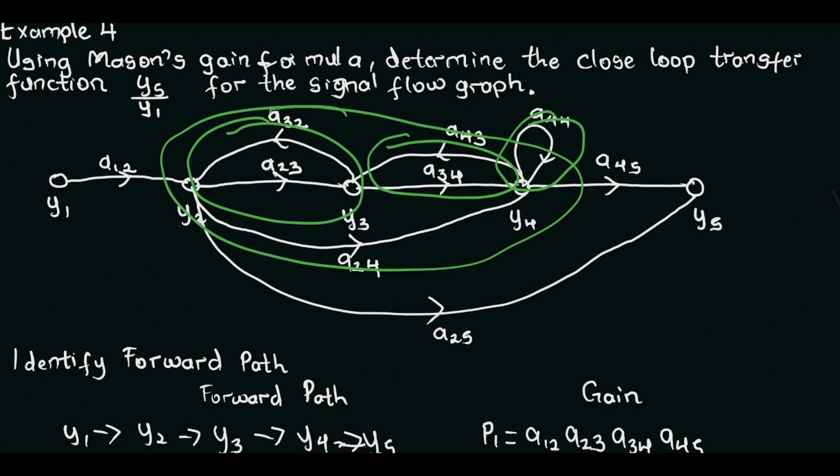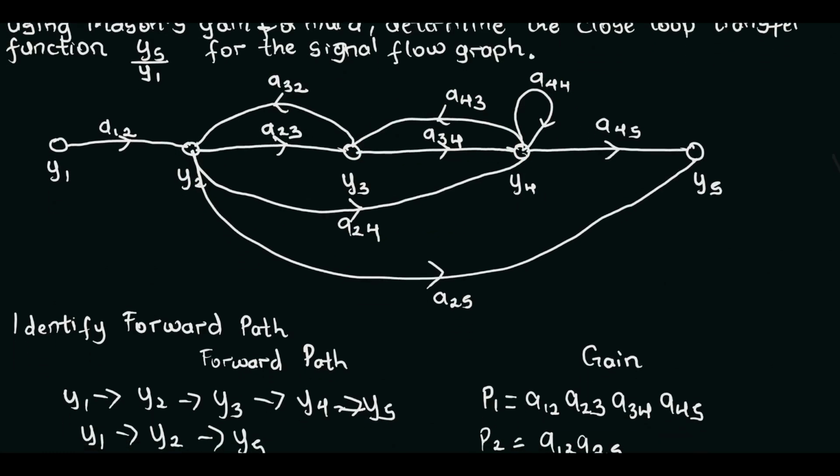identify the non-touching loops. We can know the non-touching loops by whether they are sharing the same node. So this loop here is touching this loop, and this loop is touching this loop. The loops that are not touching are this one and this one here, because they are not sharing the same node. You can see the nodes here are not touching. So that's how you identify your non-touching loops.